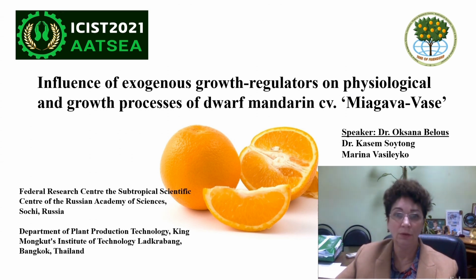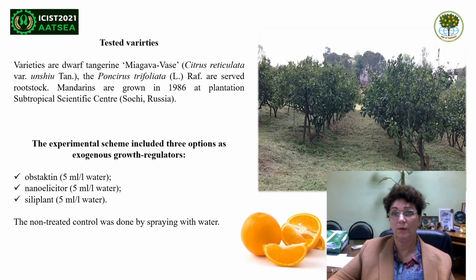Obstactin, a phytoregulator for plant growth, Sileplant, a silicon-containing universal fertilizer, and microbial nanoelicitor, a natural product regulator for plant immunity induction and growth, were affecting the content of photosynthetic pigments, slow chlorophyll fluorescence induction, and content of phytoalexin. The varieties are grafted tangerine Miagawa Wase on Poncirus trifoliata rootstock. Tangerine is grown at a plantation of the Subtropical Scientific Center in Sochi, Russia.